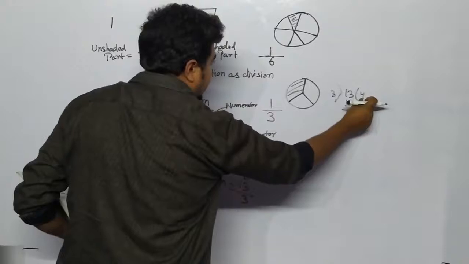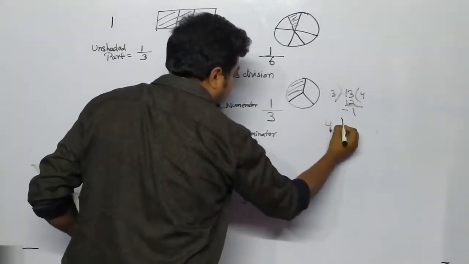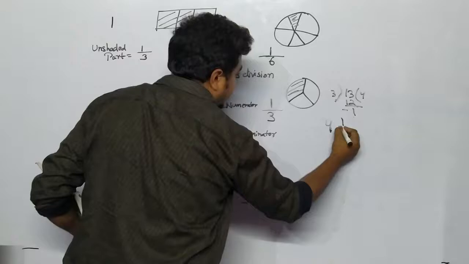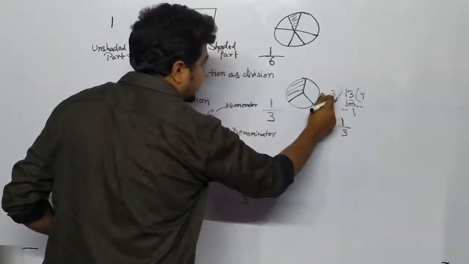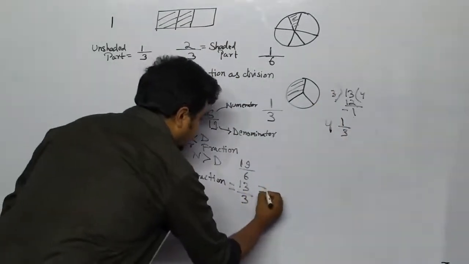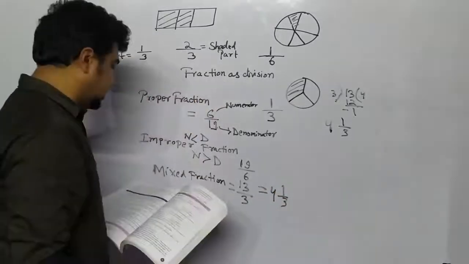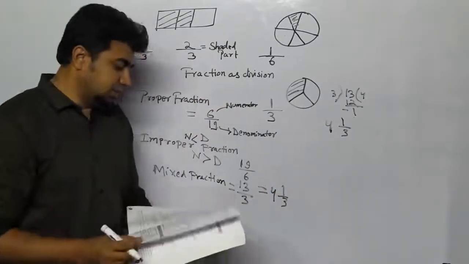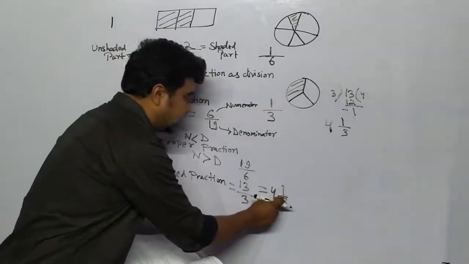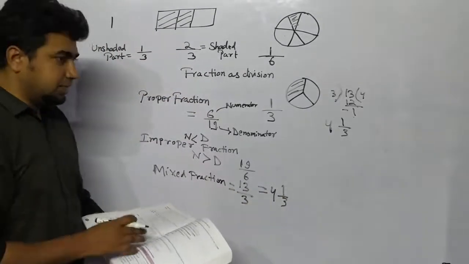This 4 is the whole number, and the remainder is written as the numerator with 3 in the denominator. So you can write this as 4 and 1 by 3, means it is the combination of a whole number as well as a proper fraction. This is a mixed fraction.